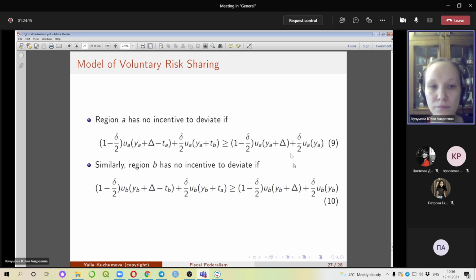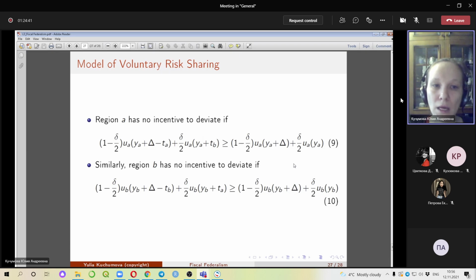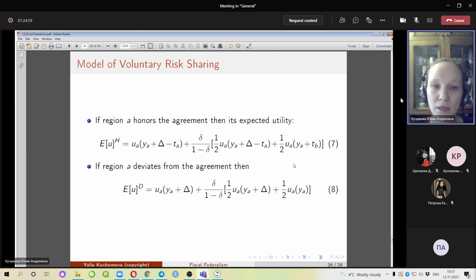So we suppose that the probability of, let's call it, a crisis in region B, when our region is giving some money to the other, is equal to 0.5, right? And what we have to do is to check that region A has no incentive to deviate. For that, we want to find when the expression in equation 7 is greater than the expression in equation 8, right?